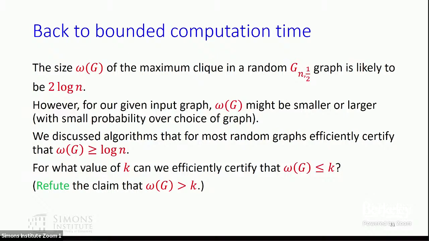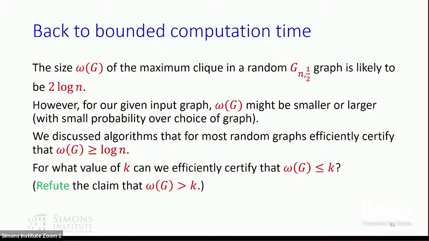So back to bounded computation time. We said that the size of the maximum clique, omega of G, is likely to be 2 log n. But for the given input graph that you have, you don't know if it's really 2 log n. It can be any size. It's a random graph. Who knows what the coin tosses gave? So we discussed algorithms that for most random graphs efficiently find a clique of size log n, and hence they certify that the size of the maximum clique is at least log n.